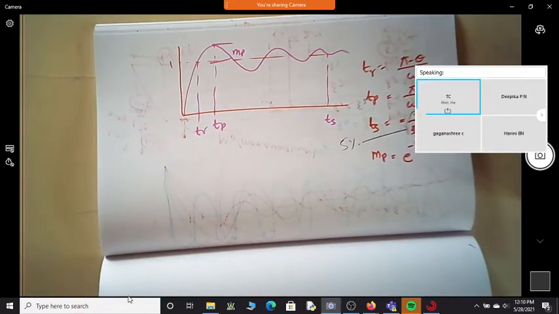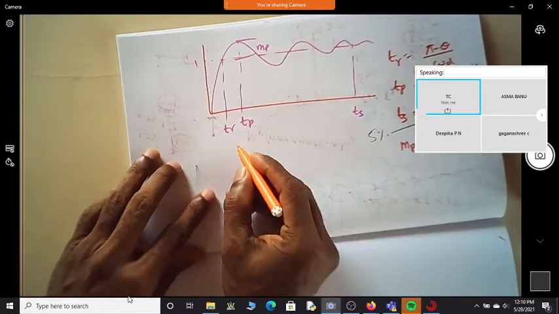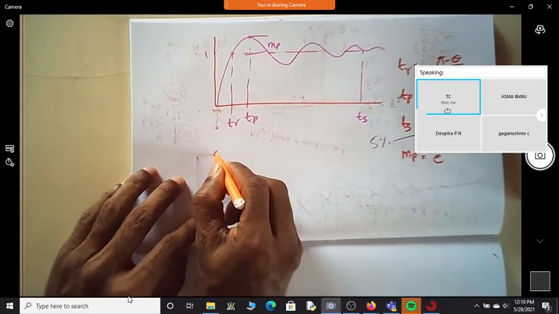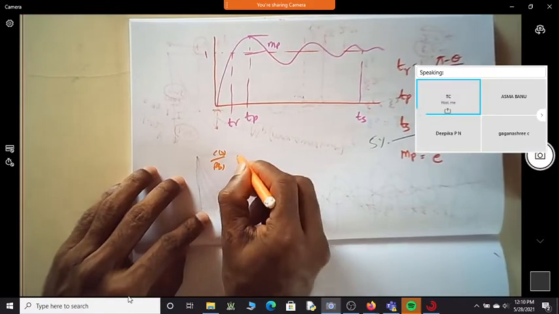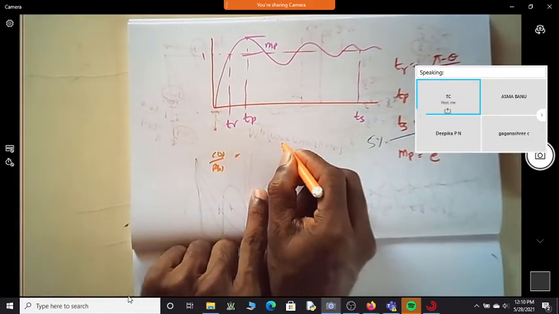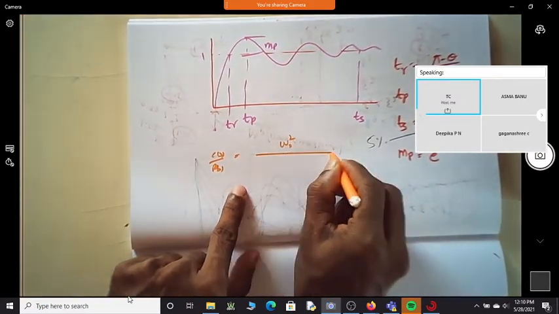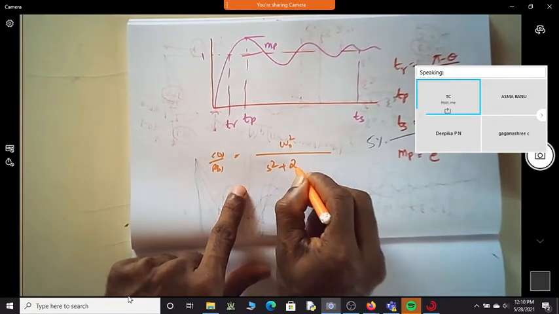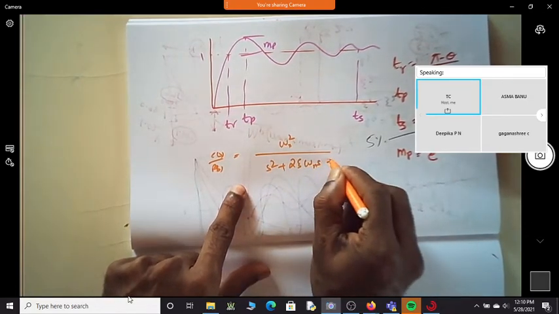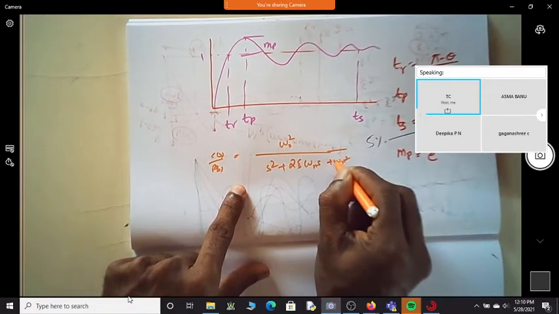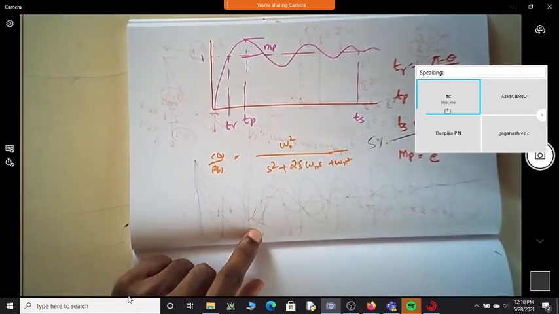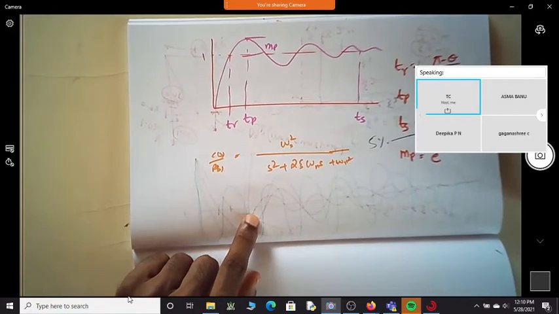Yesterday we were discussing the response of a second order system for a unit step input. We considered the closed loop transfer function of a second order system, given by C(s)/R(s). This is the standard second order transfer function: omega n square divided by s square plus 2 zeta omega n s plus omega n square. So this is the expression for the standard second order system.